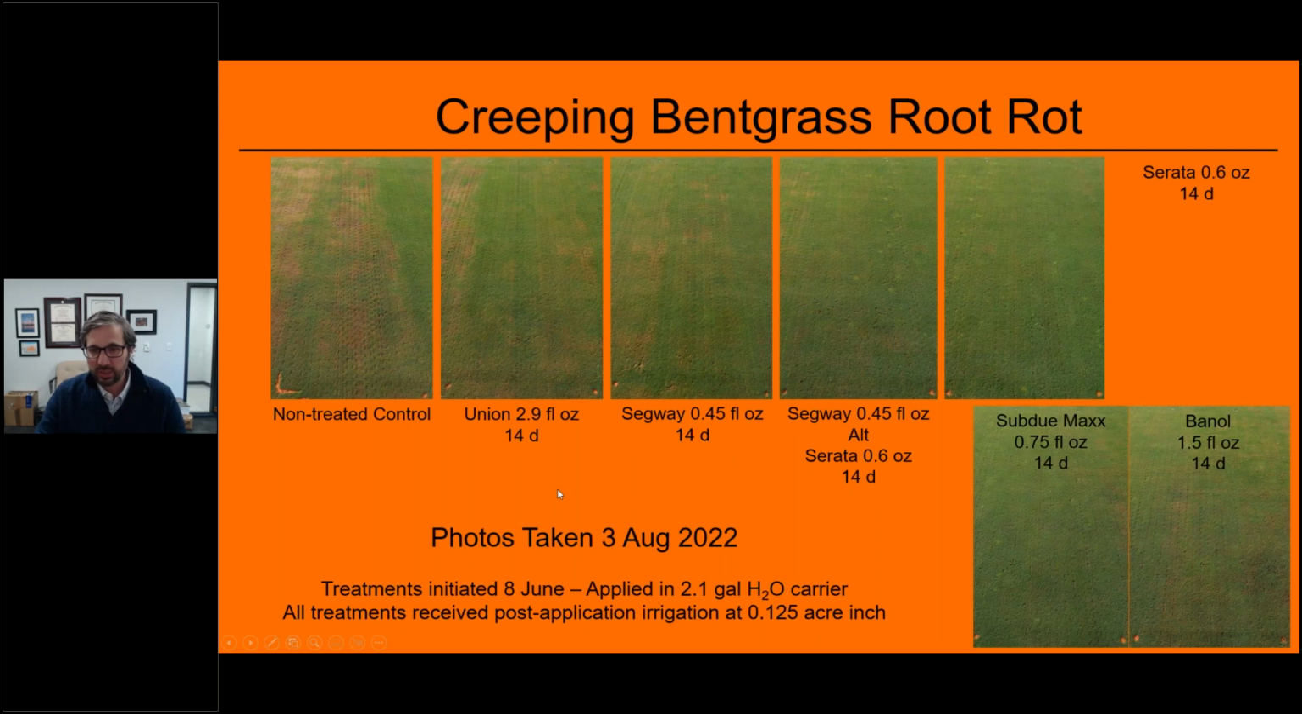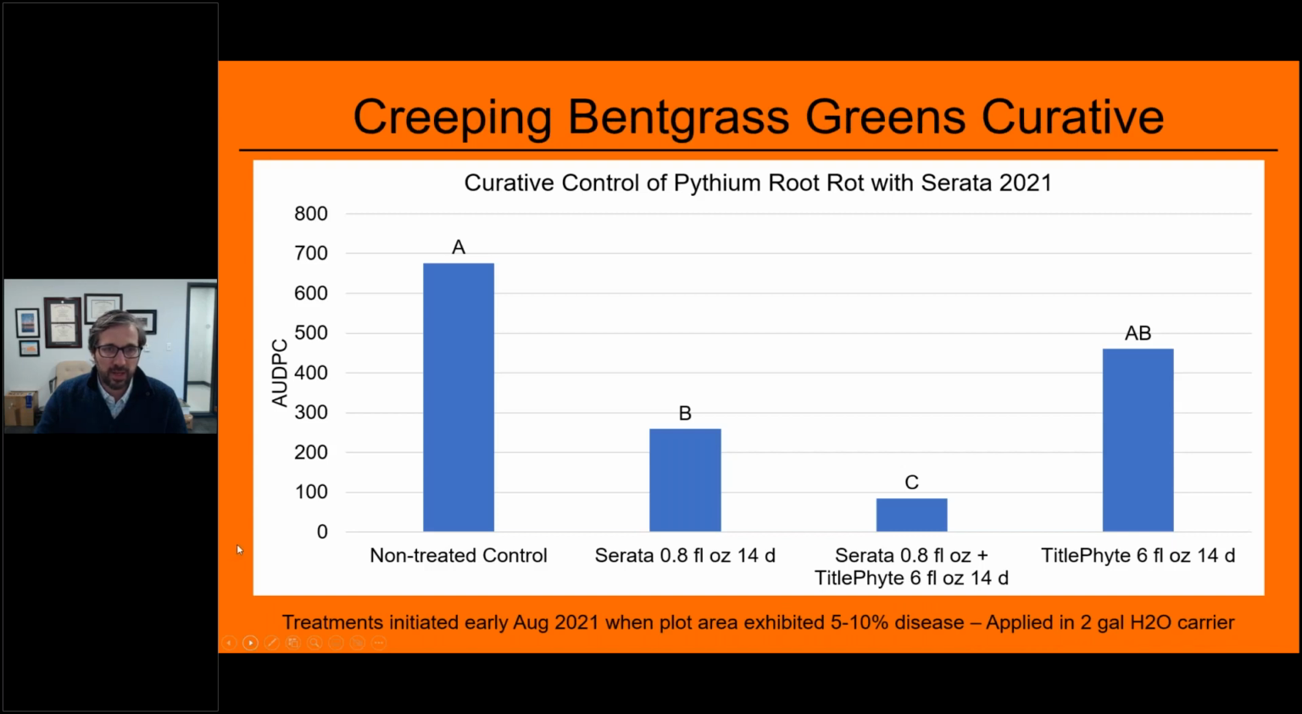So again, that gives you a sense of some things that we have seen with our creeping bentgrass Pythium root rot trials in 2022. Now, we've also gotten questions about curative control, and I'm thinking about building programs and trying to budget for some of these applications. We do get questions about that, and we have done some curative control.